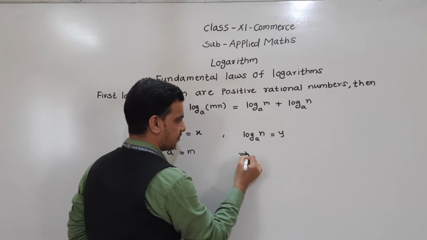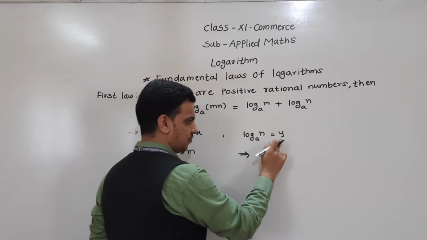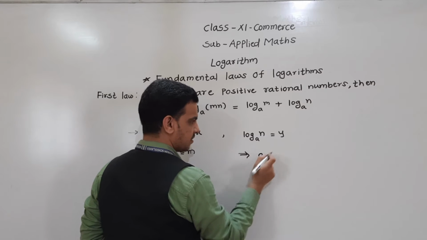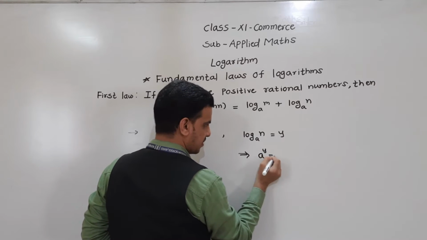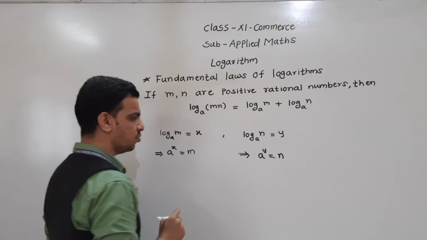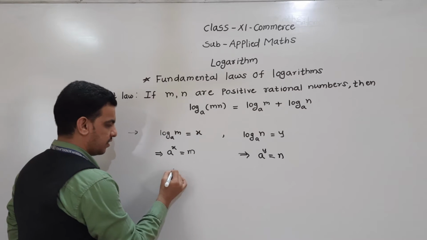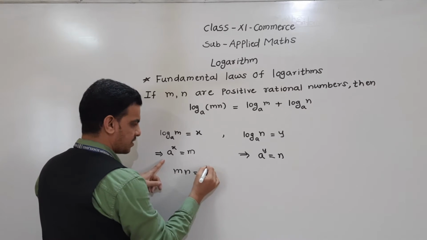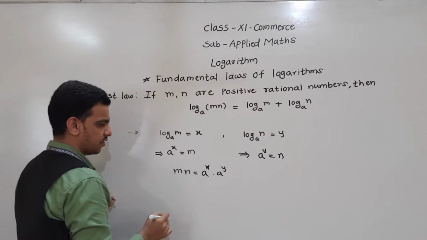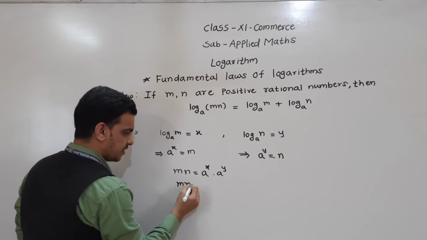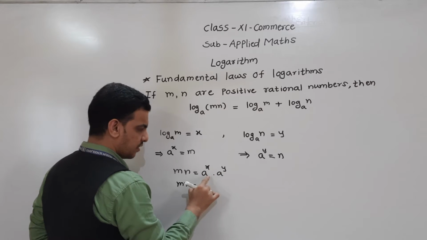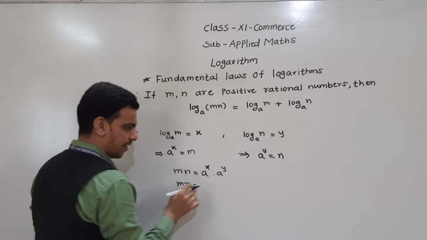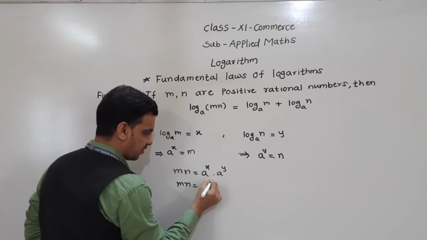Similarly, if we convert log n to the base a is equal to y in exponent form, the base is as it is, raised to RHS is equal to the argument. So a raised to y is equal to n. Now we take mn, the product of these two numbers. So m into n is a raised to x into a raised to y. Here the base is the same, so we can add the exponents by laws of indices. So a raised to x plus y.